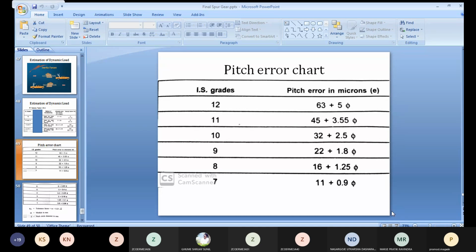You have to write the pitch error in micron. Pitch error in micron. IS grade 12, 11, 10, 9, 8, 7. So for that 63 plus 5, 5. 5 is nothing but the tolerance factor.